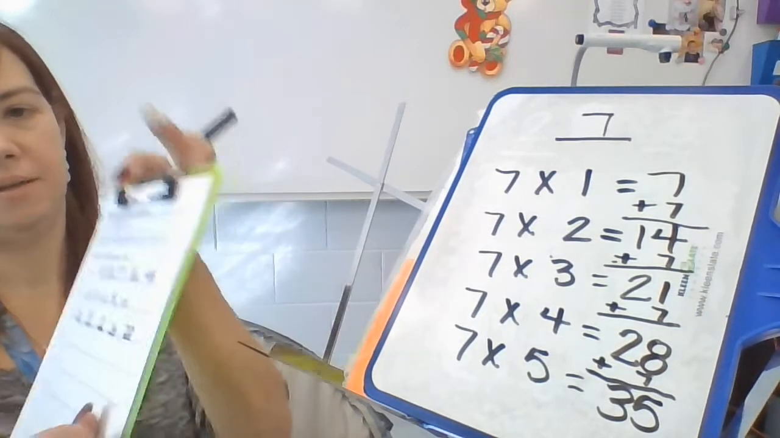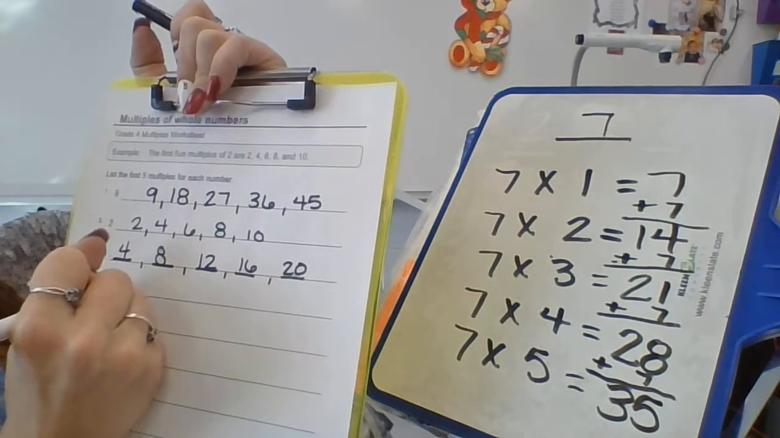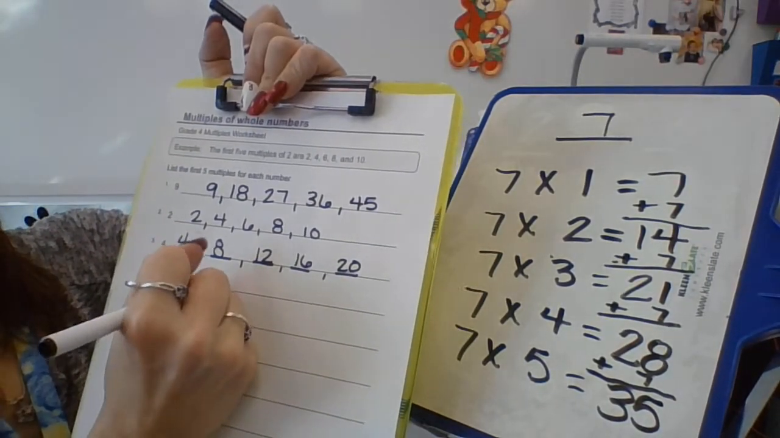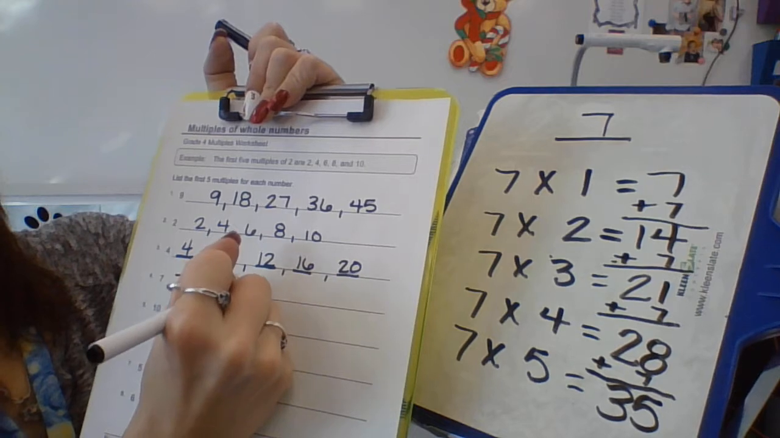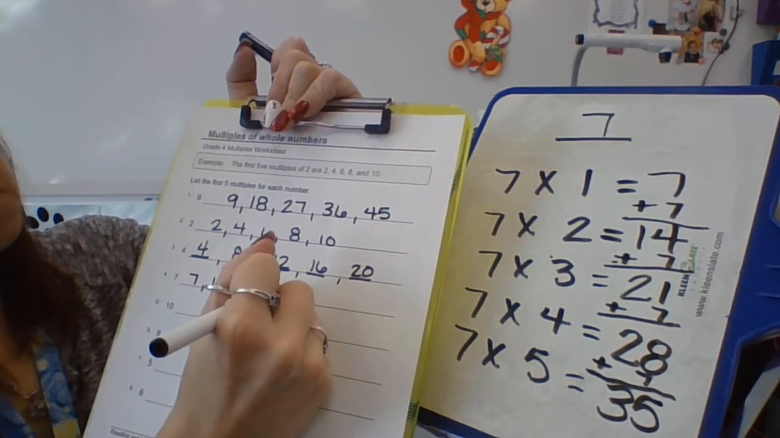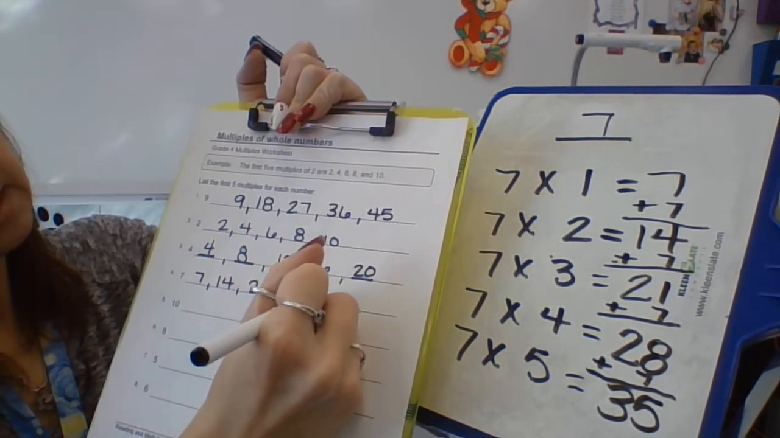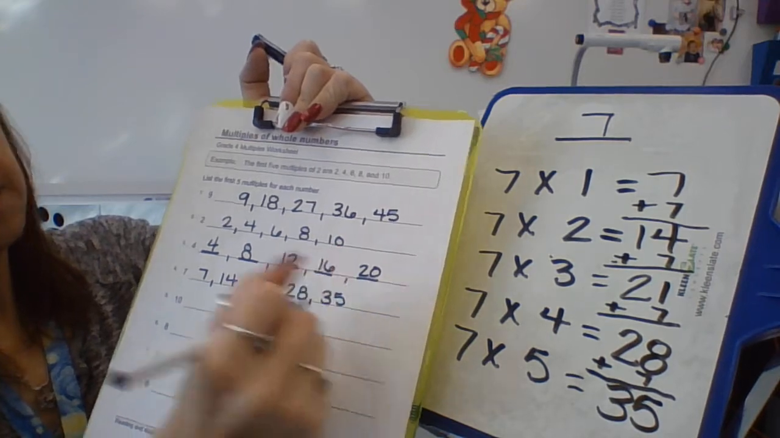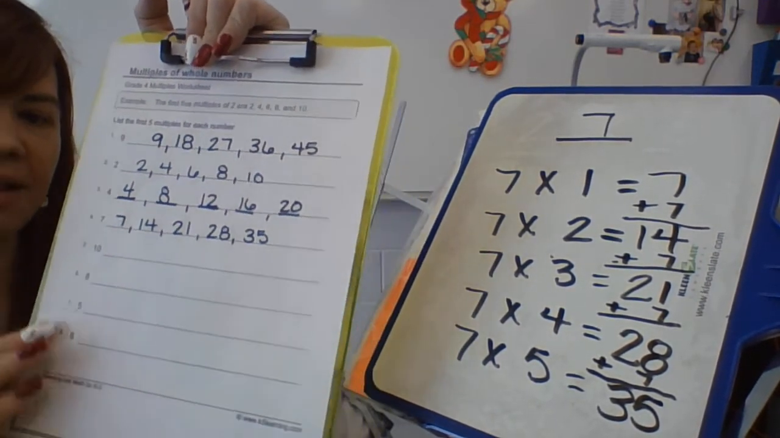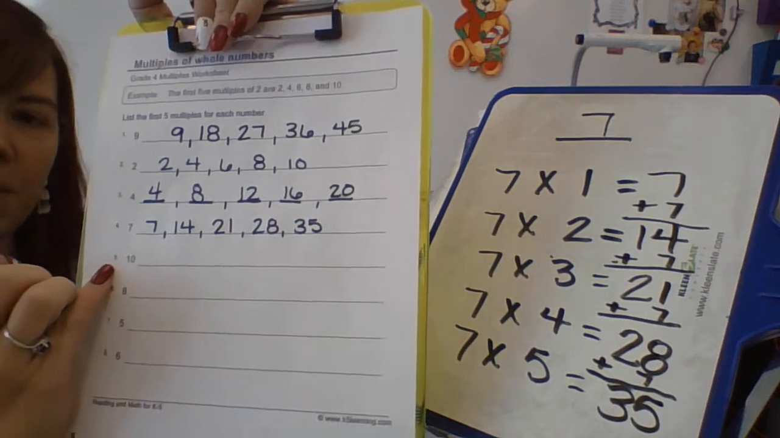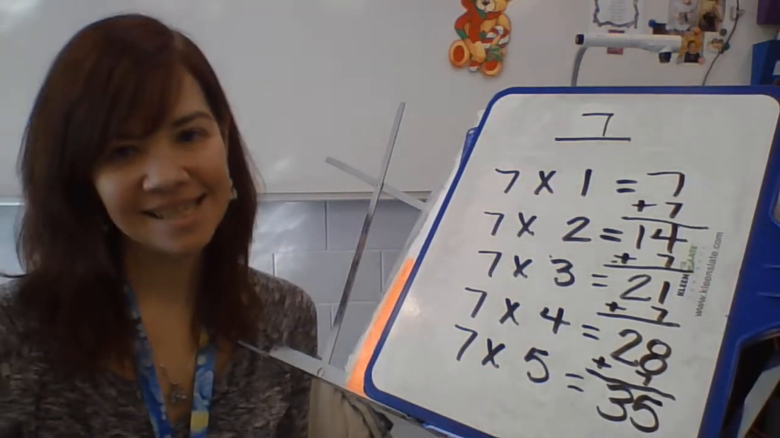All right. So 7, 14, 21, 28, and 35. And the last one I'm doing with you is probably one of the easier ones. It's a 10.